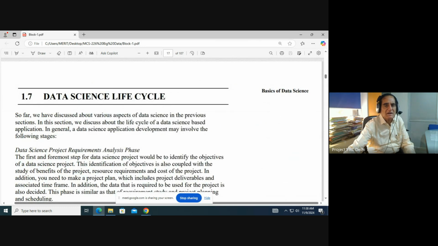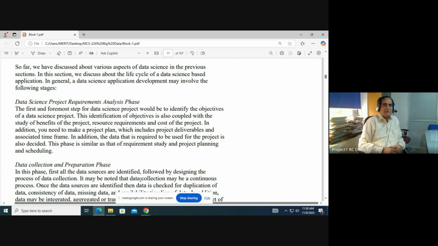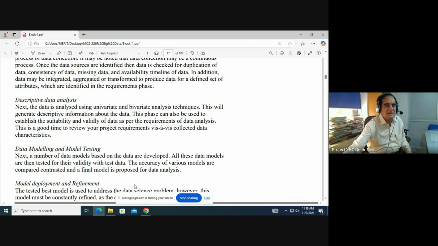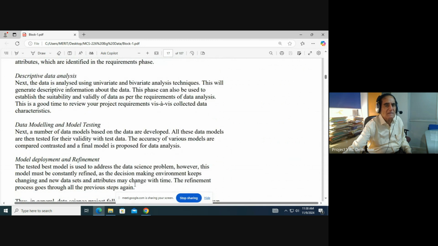So, the data science life cycle. So far we have discussed various aspects of data science. In this life cycle, what is there? About the analysis phase: the first and foremost step of a data science project would be to identify the objectives of the project. Identification of the objectives is also coupled with the study of benefits of the project. The data collection and preparation phase I have already told you. Descriptive data analysis, data modeling and model testing.